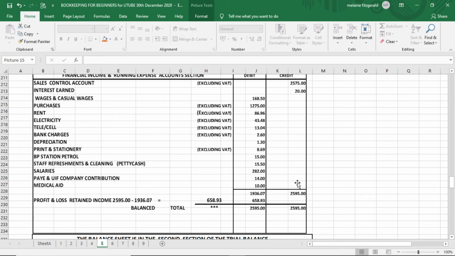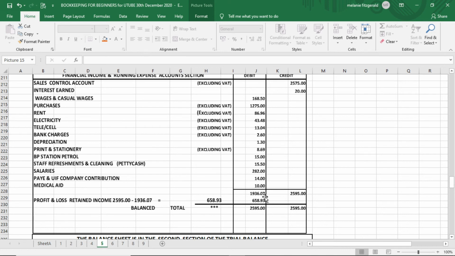You add the totals up, the credit side, you add the debit side, and you take the smaller amount away from the larger amount, whichever side it is. So in other words, the profit and loss retained income of $2,595 minus the $1,306.07 gives us an amount of $658.93. That's the profit we made for the month. That's how we work it out.